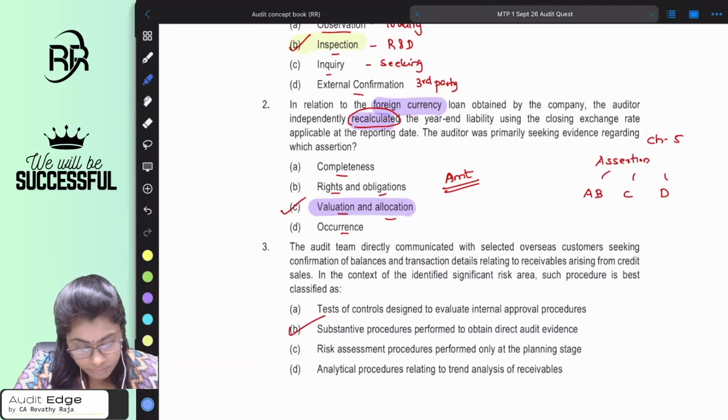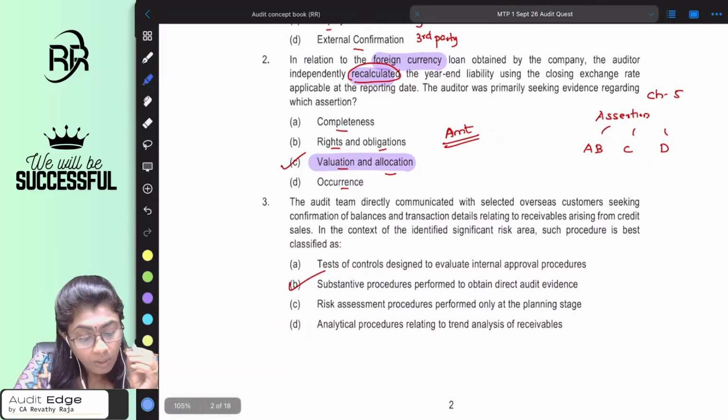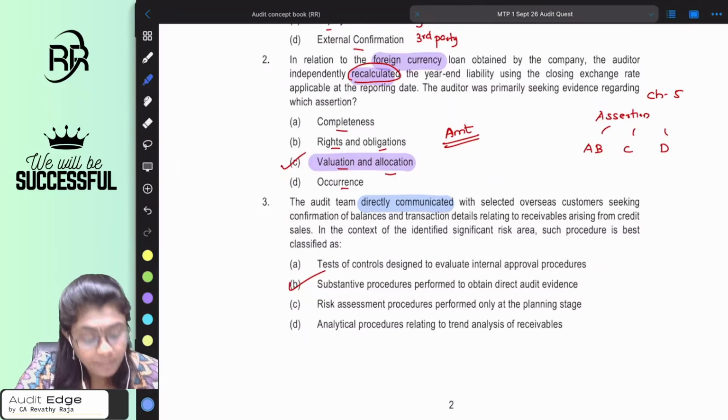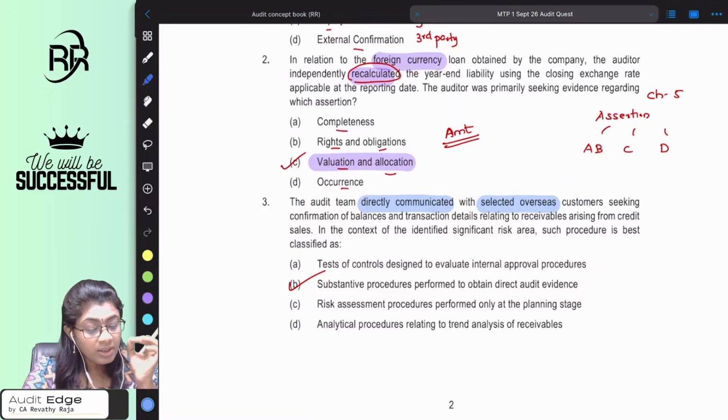Q3. The audit team directly communicated with the selected overseas customers seeking the confirmation of balances, transaction details, and related receivables arising from the credit sales. In the context of the identified significant risk area, such a procedure is best classified as.